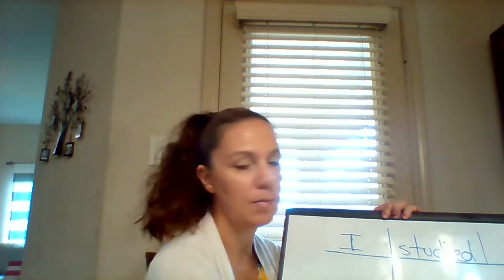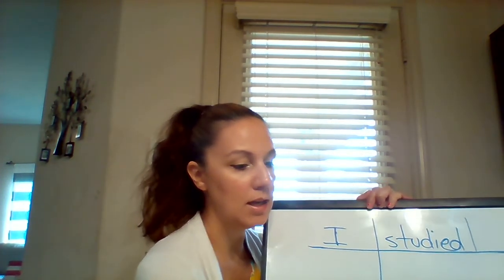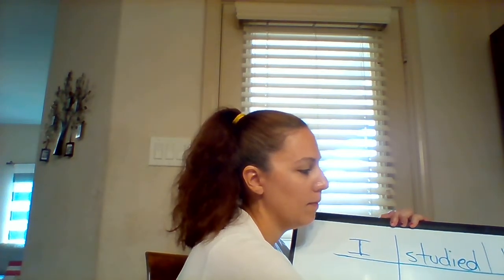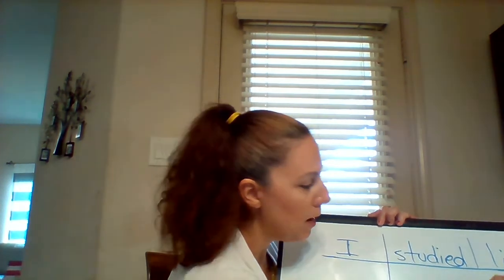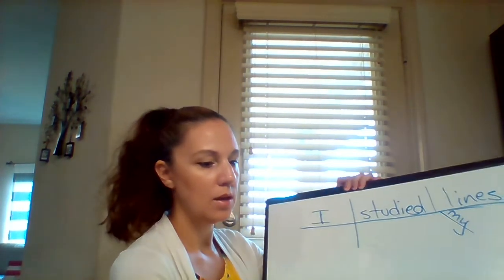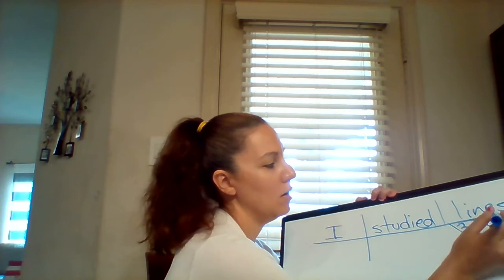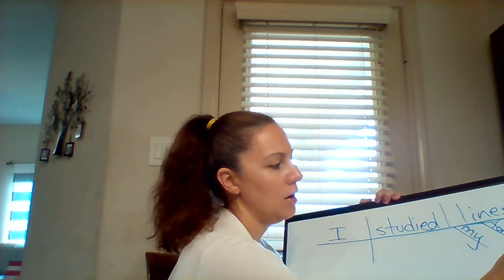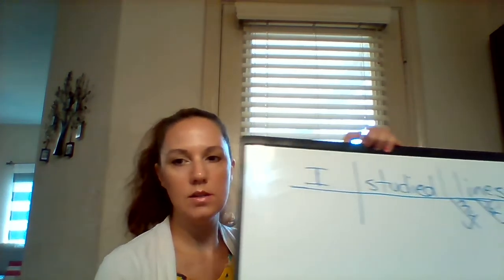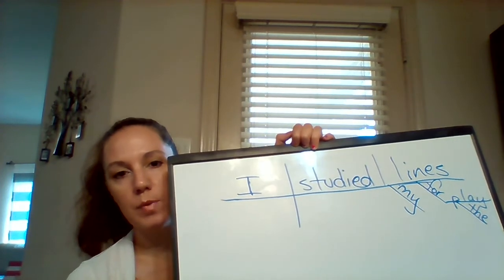This is not a linking verb. I studied makes sense all by itself. But we do have a direct object because we're saying what we studied. That means a straight line up and down. What did we study? Lines. Everything else is describing the lines. So they're my lines. And for the play is a prepositional phrase. So for, play, and the describes play. That's the first independent clause. I studied my lines for the play.